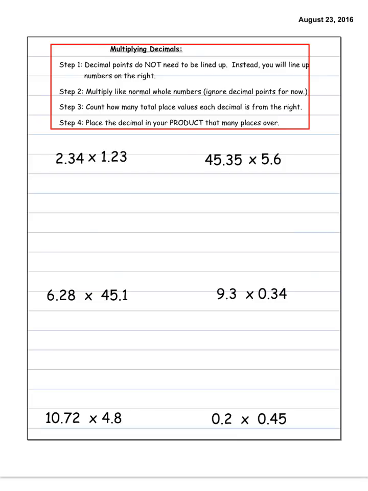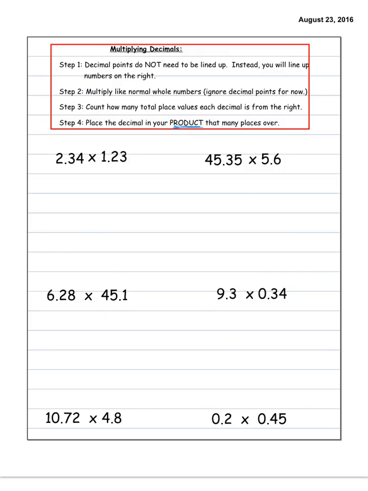Step 2 says multiply like normal whole numbers, and for now, we are going to ignore the decimal point that is there. Step 3 says count how many total place values each decimal is from the right. And step 4 says place the decimal in your product that many places over. If you notice that word product there, that is the answer to a multiplication problem. So let's go through some examples to see just exactly what those steps mean.